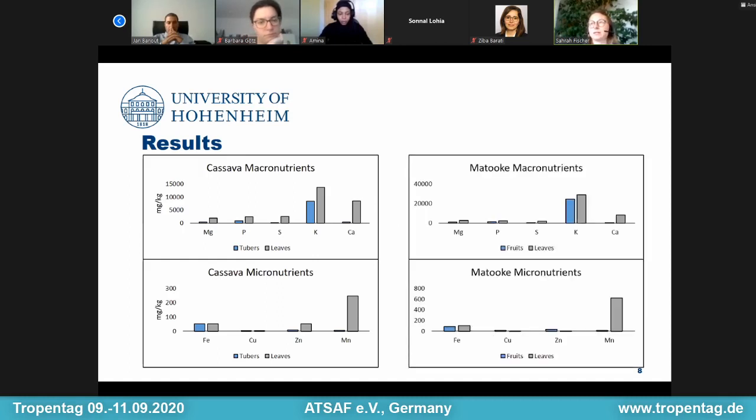Matoke, you can see on this slide here. So again, in blue, the fruits, and in gray, the leaves. And here the nutrient levels between fruits and leaves are more or less similar, except for calcium and manganese. And this strong difference you can also see in cassava. And keep that in mind, it'll come up again a bit later.